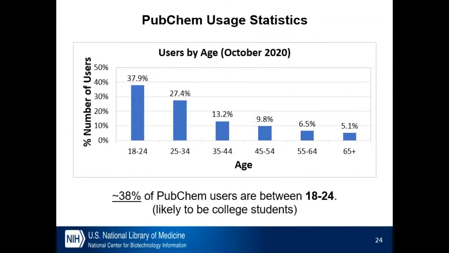Another interesting observation from PubChem's usage statistics is that PubChem is heavily used by young people. For example, in last October, about 38% of PubChem users were aged between 18 and 24. And those in this age group are likely to be college students, and many of them are required to take some chemistry courses like general chemistry and organic chemistry and biochemistry.